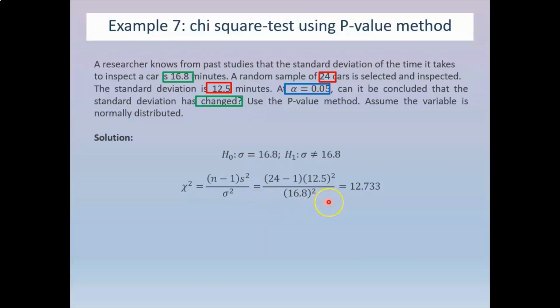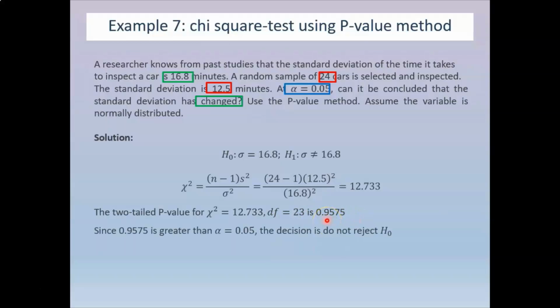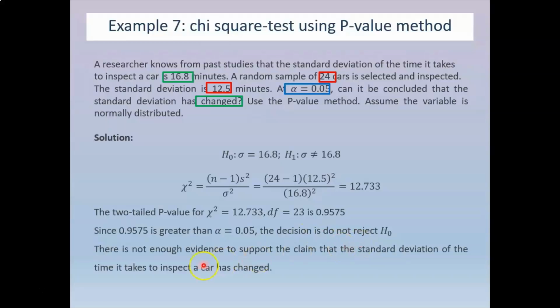So we obtain the chi-square test value 12.733, and then using this value we need to find the p-value, and then the total p-value for chi-square 12.733, df equals 23, we obtain this p-value. Then we compare this one with alpha, and since it is greater than the alpha, the decision is do not reject H null. So we can conclude that there is not enough evidence to support the claim that the standard deviation of the time it takes to inspect a car has changed.